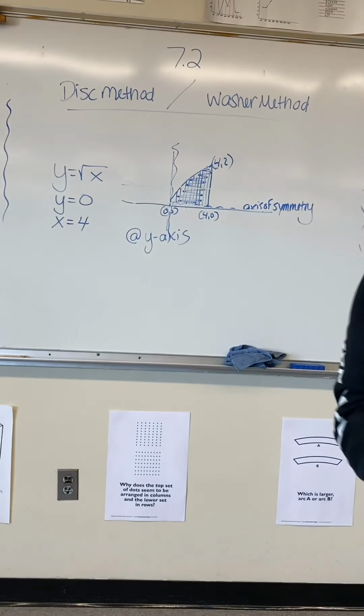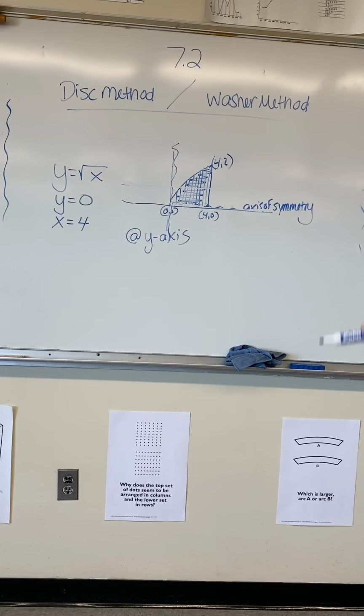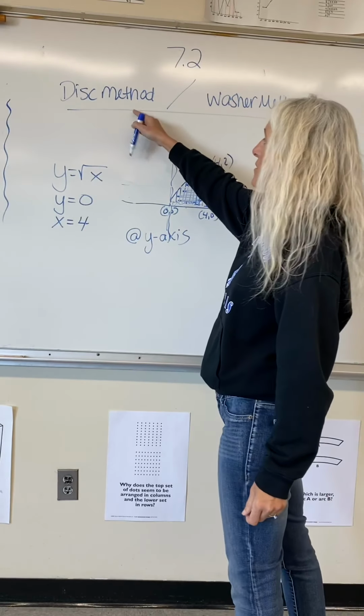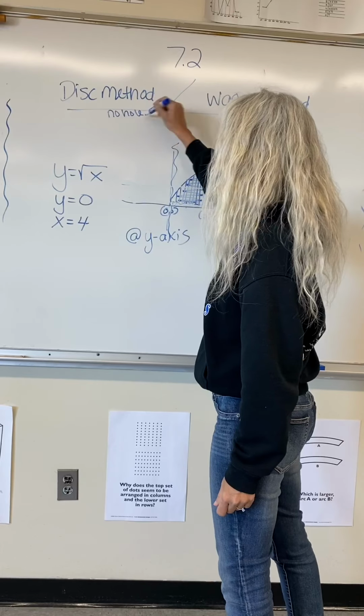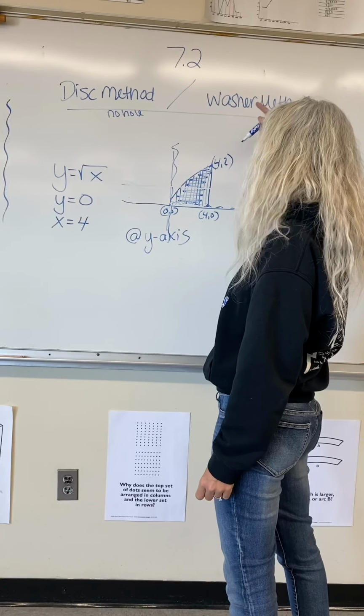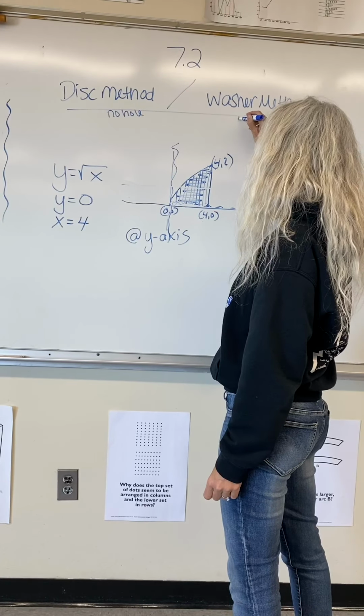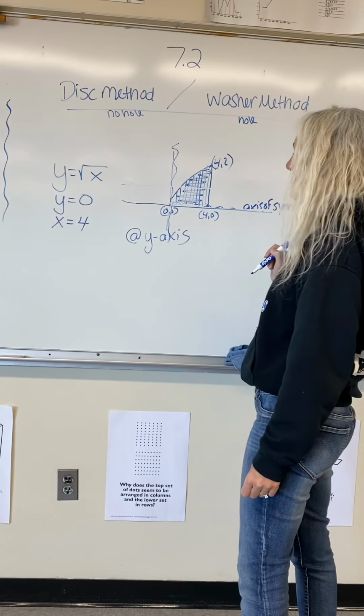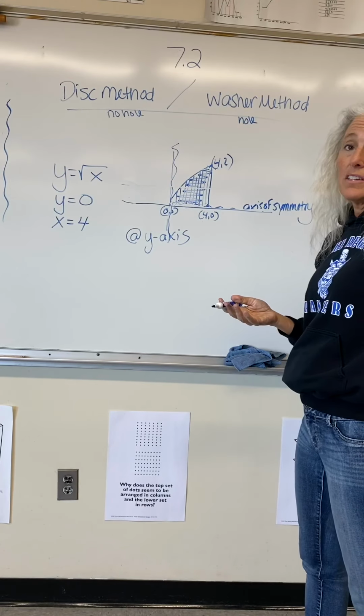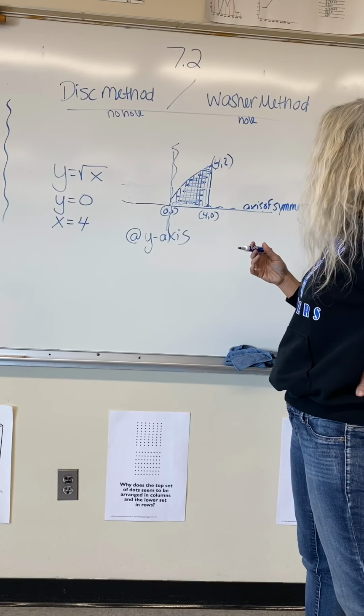If we have a hole in the middle, then we are going to use the washer method. Disc means there is no hole when you slice it perpendicular to your axis of revolution. Washer method we use if there is a hole. And we're going to use kind of the idea we did from two different functions.